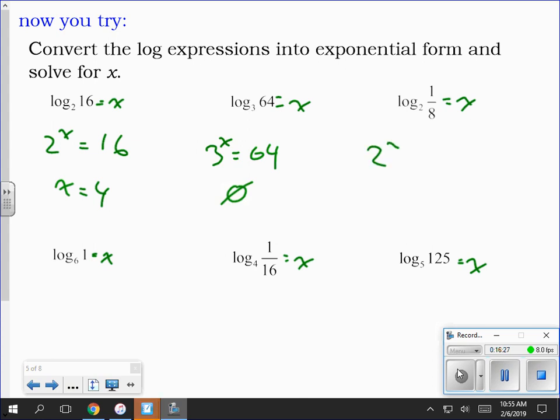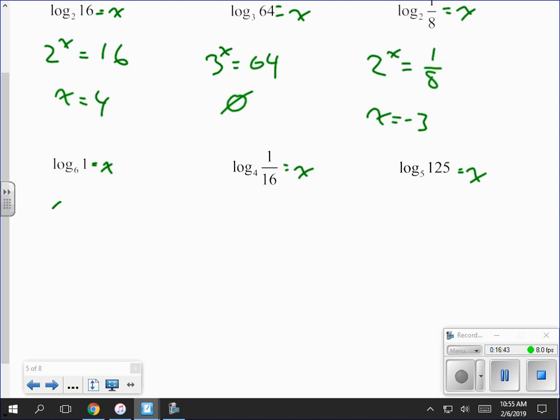Okay. 2 to the x is equal to 1/8. Okay. 8 is 2 to the 3rd power, but it's in the denominator, so x equals -3. 6 to the x is equal to 1, so x equals 0. 4 to the x equals 1/16. 16 is 4 squared, so I have 2, but it's in the denominator, so x is -2.